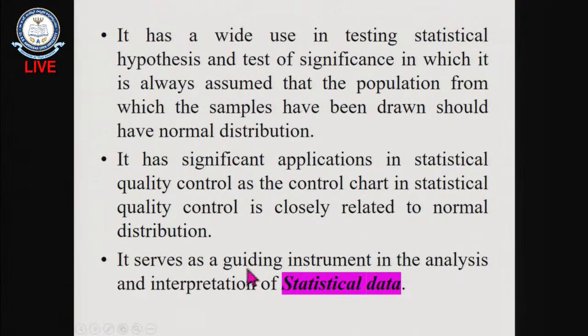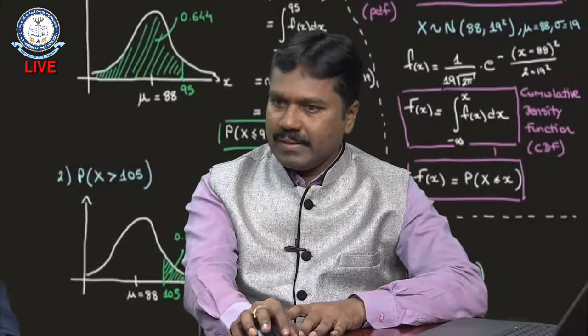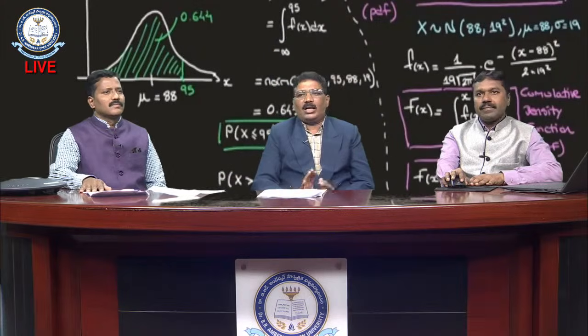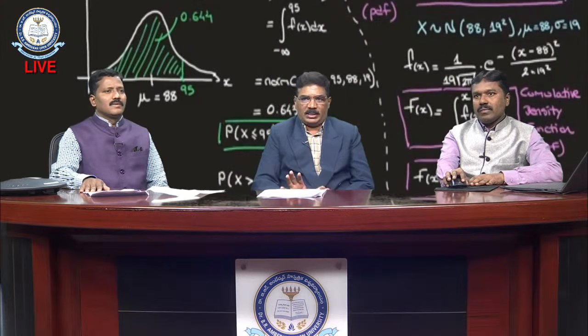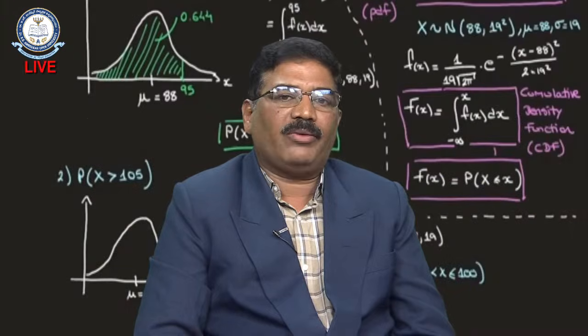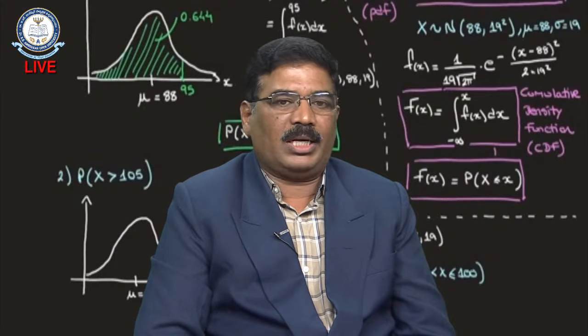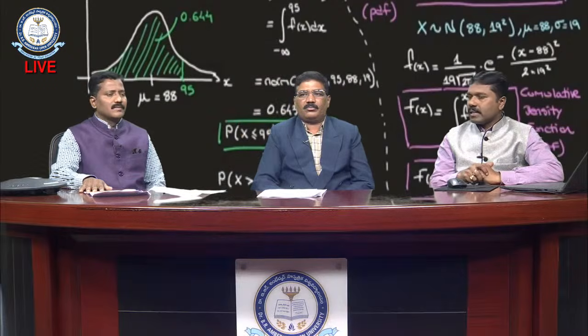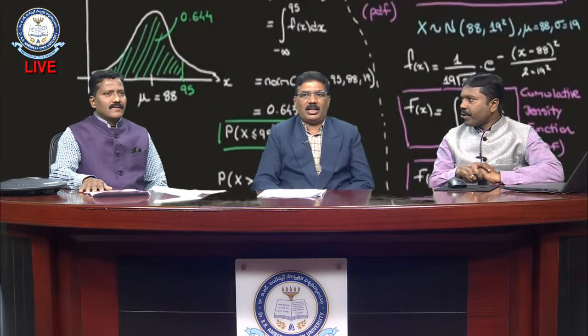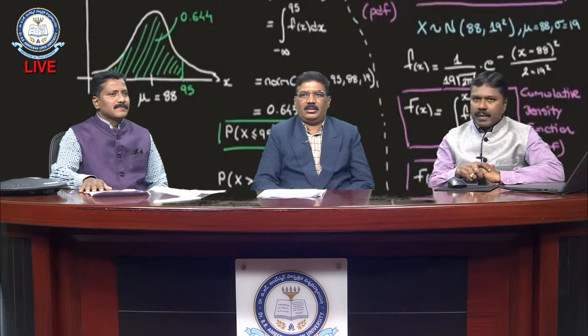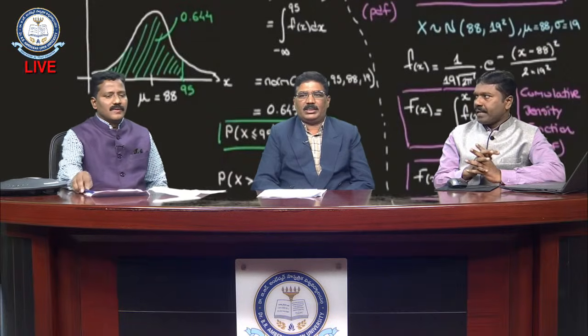Now, it serves as a guiding instrument in the analysis and interpretation of any statistical data. An example is regression analysis. Without the normal property of the given data, we cannot go for regression analysis, and we may not get proper results. First we are supposed to check that the data follows the normal distribution, then only can we go for regression analysis. This is one of the important tools in statistics. For forecasting and modeling too, the normal distribution plays a vital, key role.